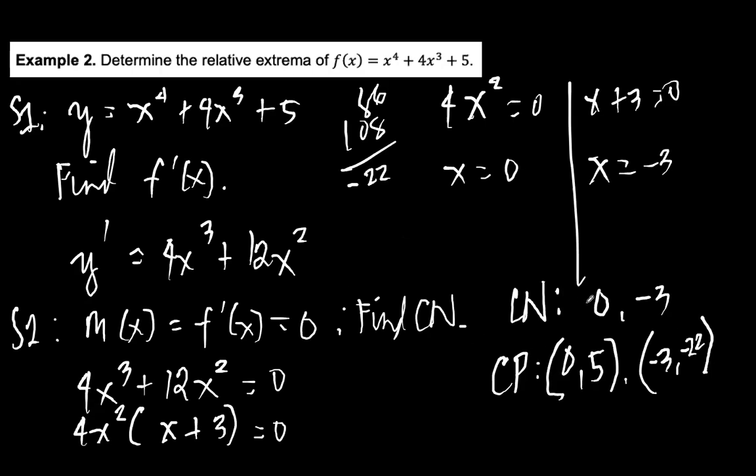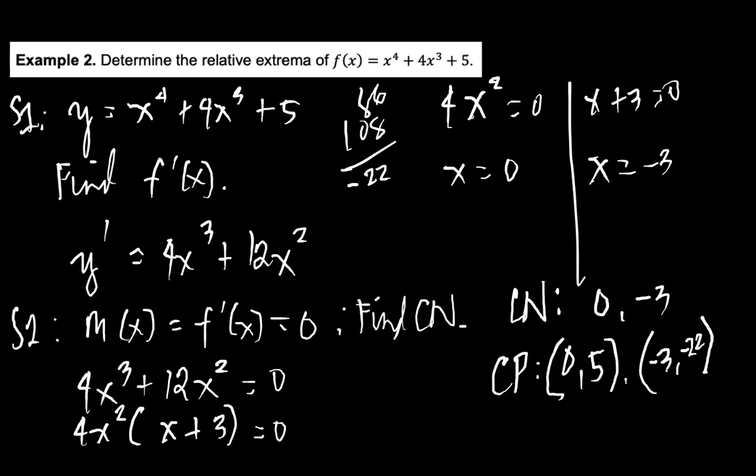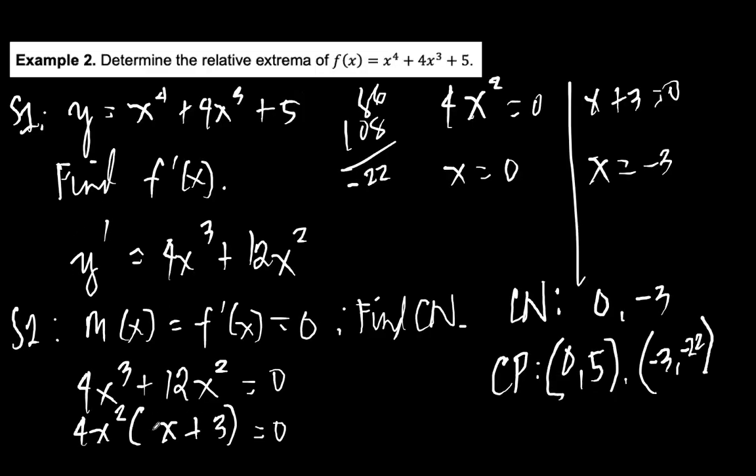Okay. So we have already found the critical numbers and the critical points. Determine the relative extrema. So we're now going to use the sign chart. Step number 3, sign chart of f prime of x equals 0. Ano nga ba yung mga factors natin? Factors natin ay 4x squared, tapos x plus 3.